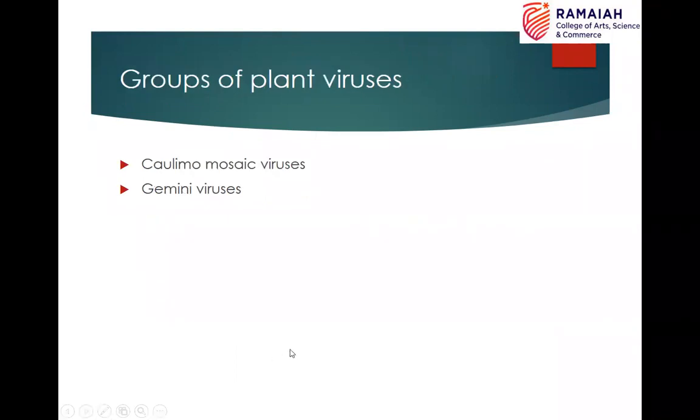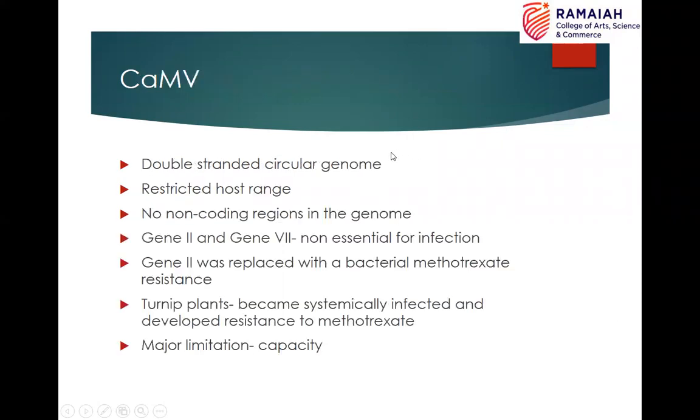So as I told you, as the last criteria, preferably the virus should contain DNA as their genetic material. There are two groups of plant viruses that contain DNA as their genetic material. One is caulimoviruses. The other group is Gemini viruses. So let's see what are the properties of these two groups of viruses and how they can be used as cloning vectors. First, we will see the caulimoviruses.